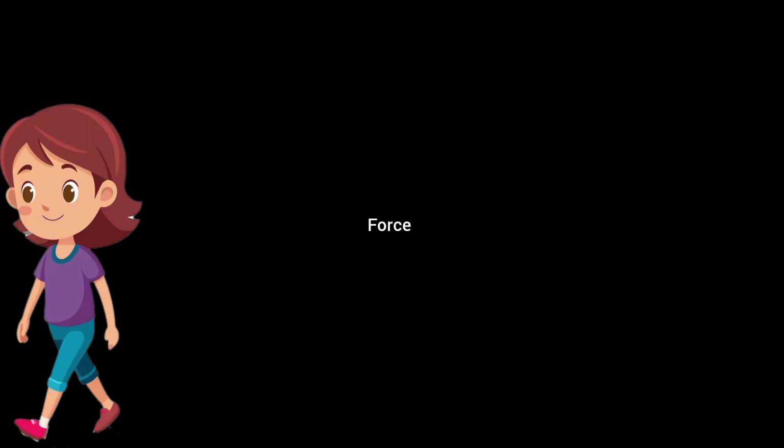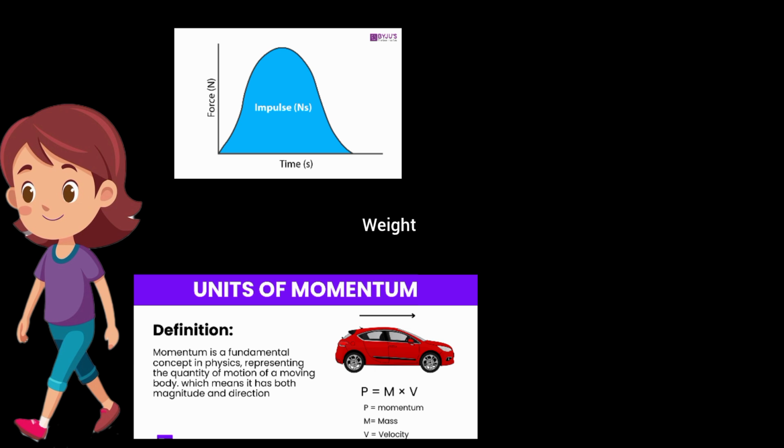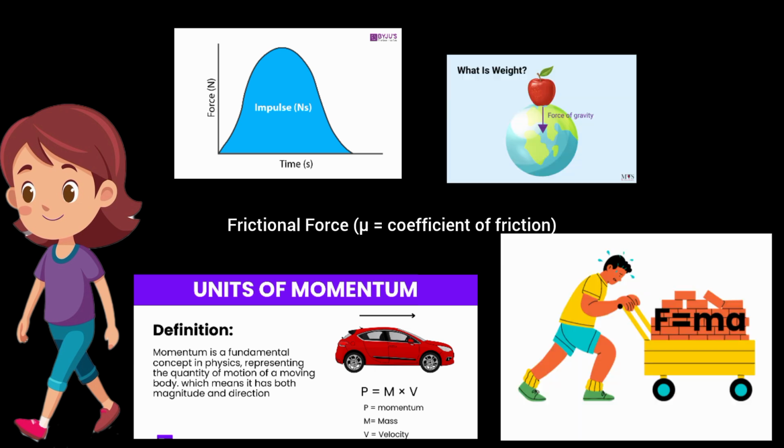11. Units and dimensions. Force: Newton, N, MLT⁻². Momentum: kg·m/s, MLT⁻¹. Impulse: N·s, MLT⁻¹. Pressure: N/m², Pa, ML⁻¹T⁻². 12. Important formulas summary. Concept and formula: force, momentum, impulse, weight, pressure, frictional force. Mu is the coefficient of friction.